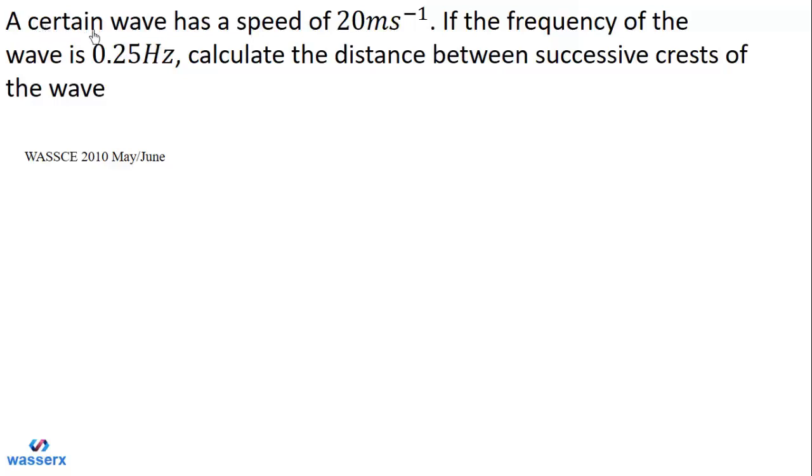A certain wave has a speed of 20 meters per second. If the frequency of the wave is 0.25 Hz, calculate the distance between successive crests of the wave. So that distance is the wavelength. The distance between the successive crests of the wave is simply the wavelength. And this is from WASSCE 2010, May, June. So let's see how we can calculate that.